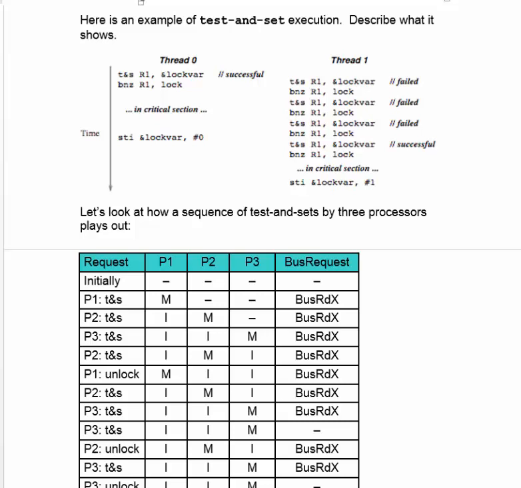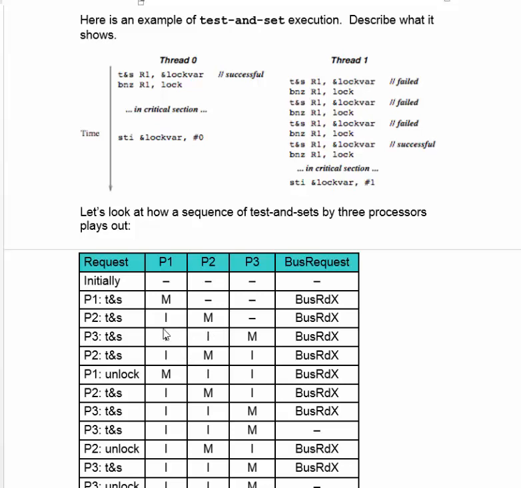Now we want to look at a sequence of test and sets by three processors. Initially, no processor has a value cached, but processor P1 does a test and set, and then the lock variable is cached in its cache. Since it has just modified the lock variable, it's in state M. And a bus read exclusive transaction is used to load it into the cache. Then P2 tries to read the value of lockvar, and of course, because it's a test and set, it tests it and then sets it. So that's also a write reference, and it therefore also caches it in state M.